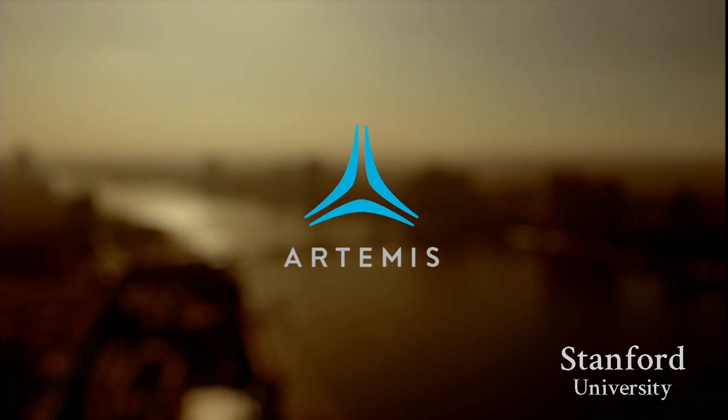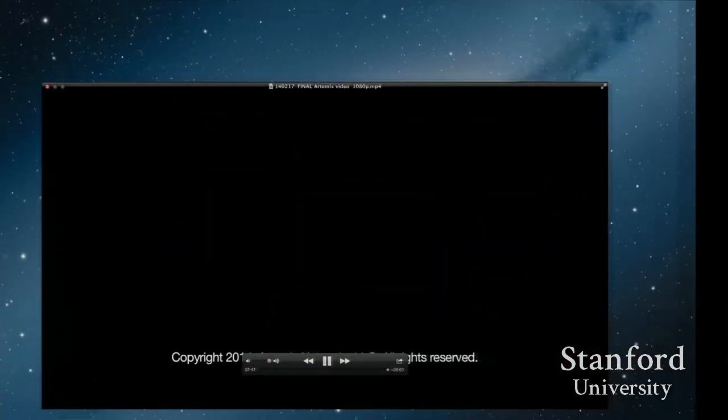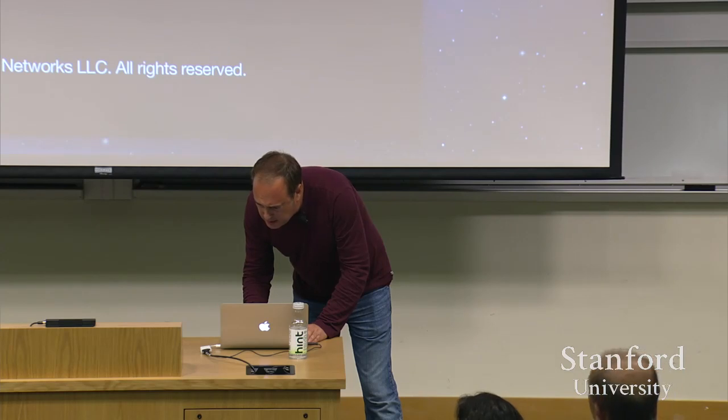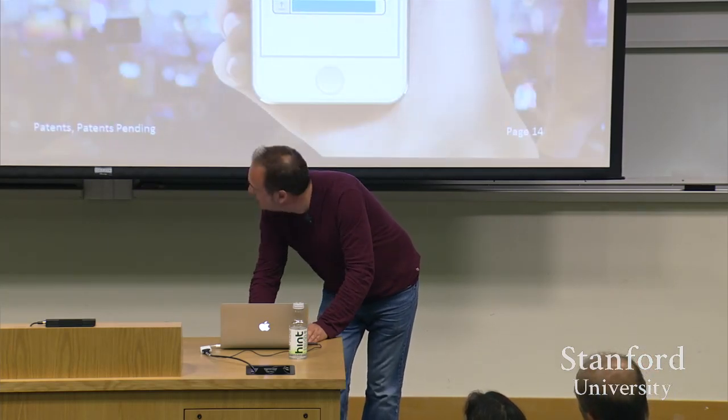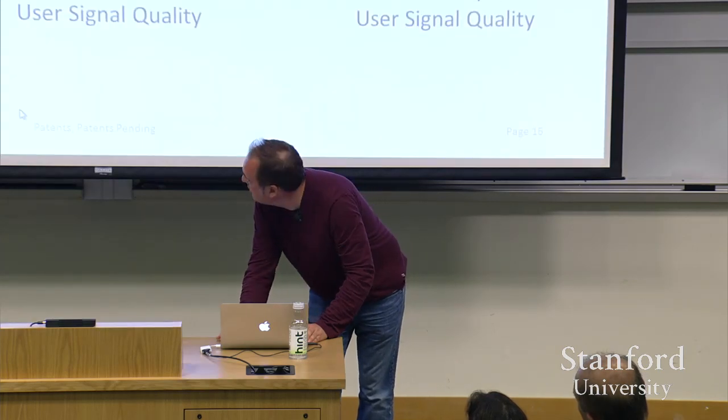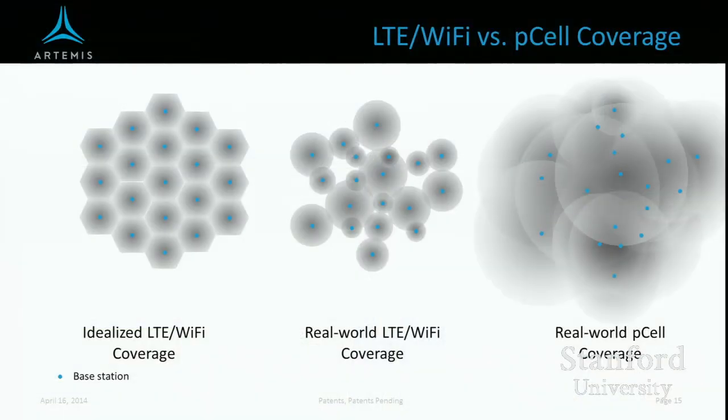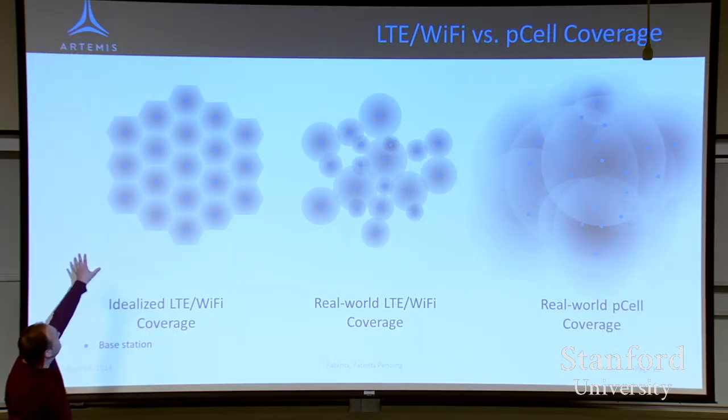All right. So let me talk about what those things are and how they work. In an idealized cellular network, you have an arrangement like this. It looks like a honeycomb arrangement where you have the base stations in the center and they're all ideally spaced.